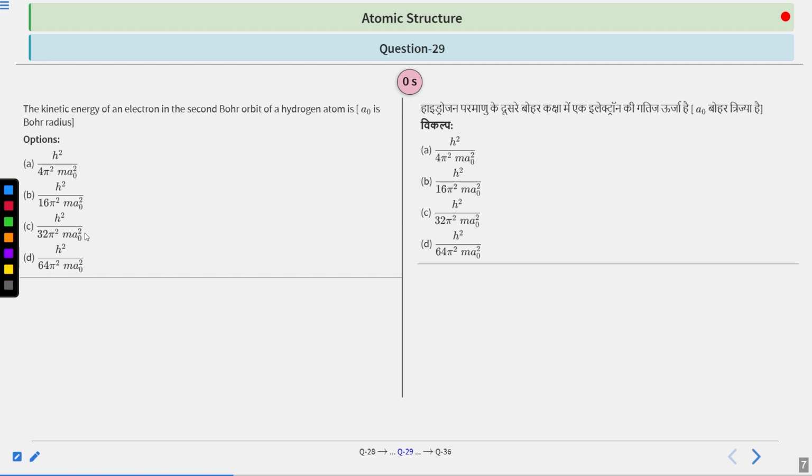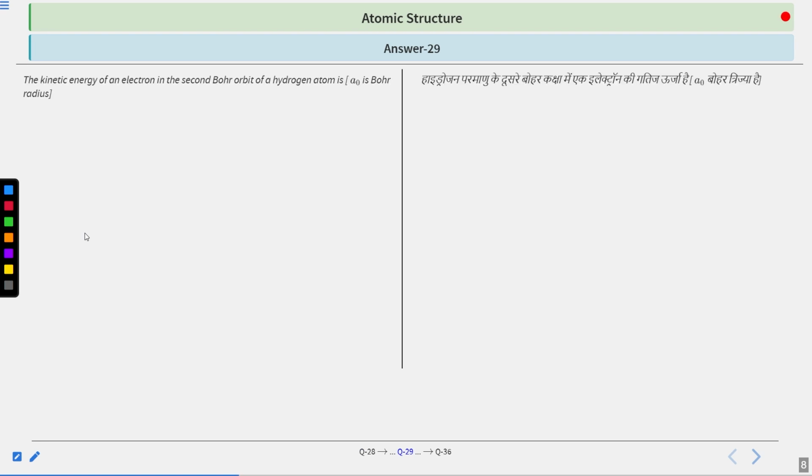Okay, now let us see the solution. The question says that you have to find the kinetic energy of an electron. Which electron? The electron in the second orbit of the hydrogen atom, and a0 is the Bohr radius, which is already given. The correct answer will be C, h square by 32 pi square m a0 square. How will we solve it? Let us see.